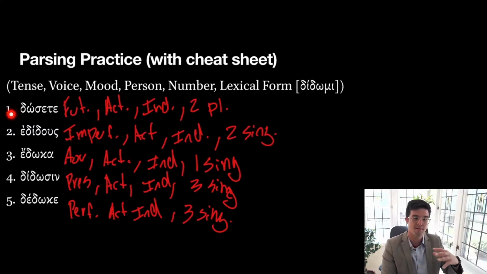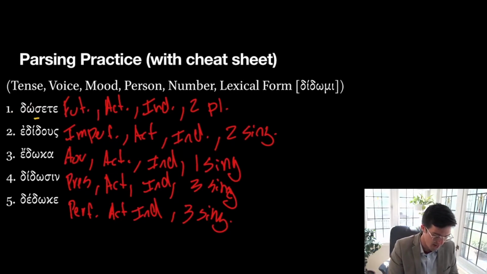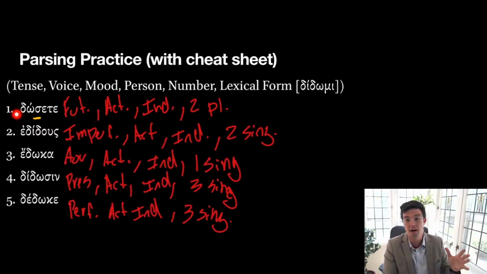So the future paradigm is not given on that cheat sheet there. We have a future, and our sign of the future is going to be that sigma right there. That sigma tells us we have the future. This is our basic stem with nothing added to the beginning of it. So because we don't have reduplication, either with an iota or with an epsilon, we know we don't have a present, we don't have an imperfect, we don't have a perfect. Because we don't have an augment, we don't have an aorist, we don't have an imperfect, and then the sigma is going to be our clue to the future tense. So a future active indicative, second person plural from didomi.